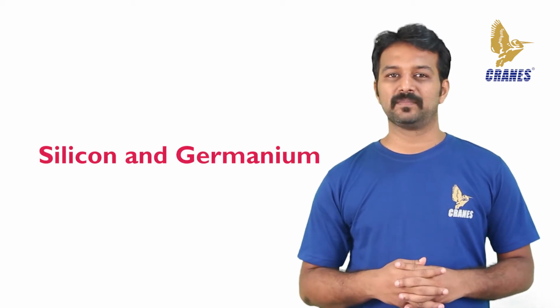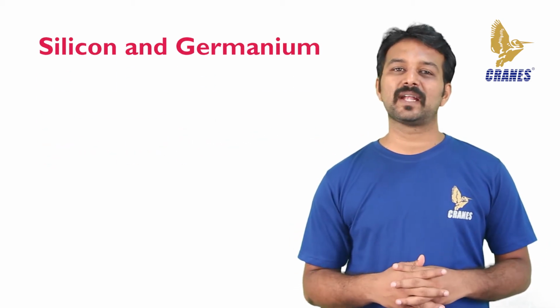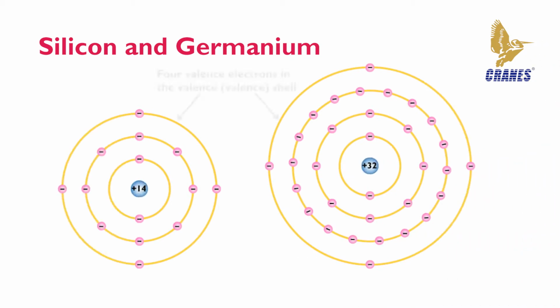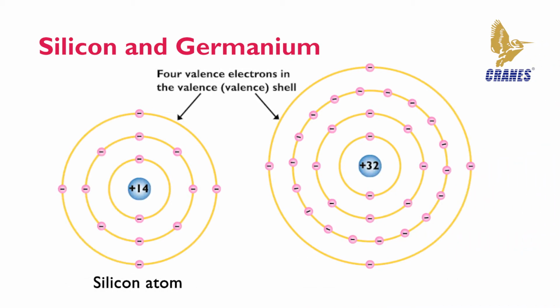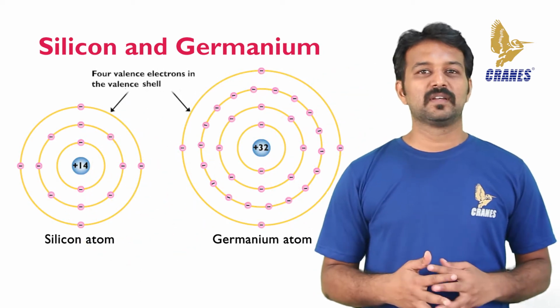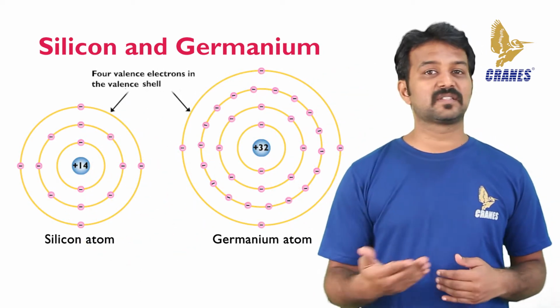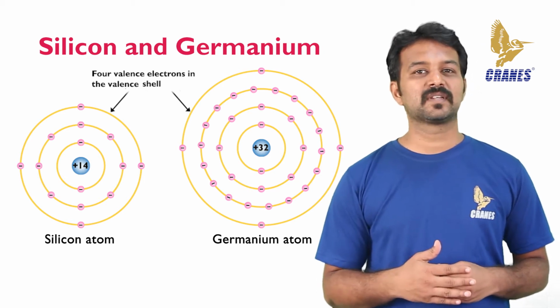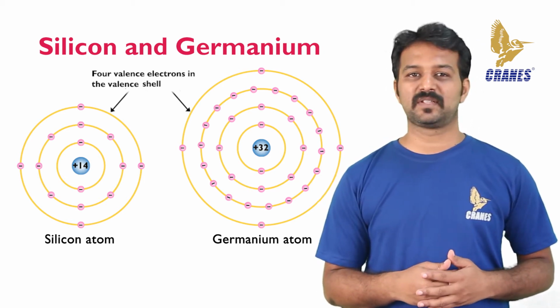Silicon and germanium. Let's discuss silicon and germanium. The atomic structures of silicon and germanium are compared in the figure. Silicon is used in diodes, transistors, integrated circuits and other semiconductor devices.